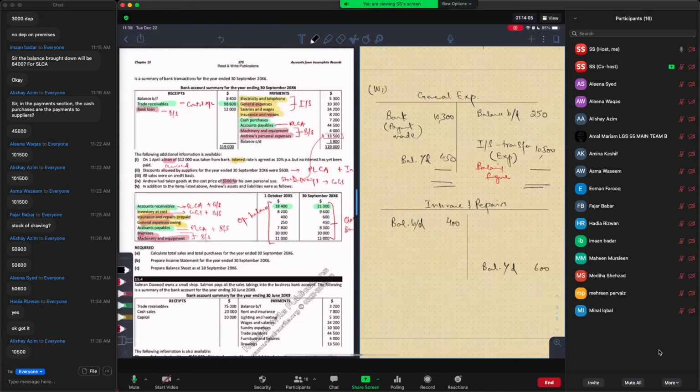So give me a green check if you understand the placing of these opening and closing balances. This is exactly opposite to the general expenses. The reason is general expenses was an accrued expense, a liability. Insurance and repairs is a prepaid expense, an asset, right? Okay. Red cross if you don't understand the placing of balances. Okay, good.